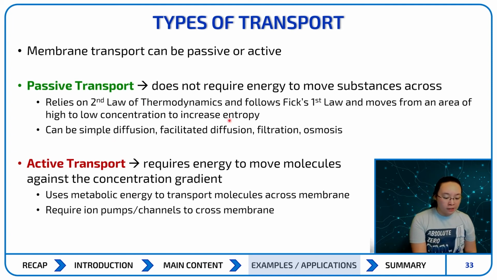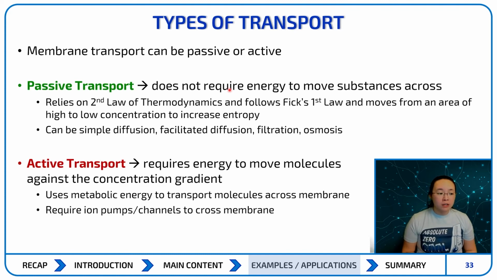Passive transport relies on the second law of thermodynamics, basically the increase of entropy, and follows Fick's first law. So combining the two of these laws together, it means that your ions are going to move from an area of higher to lower concentration to increase entropy. So that's very, very important to remember from a physical standpoint. There are various different ways of passive transport. There's simple diffusion, facilitated diffusion, filtration, and osmosis.